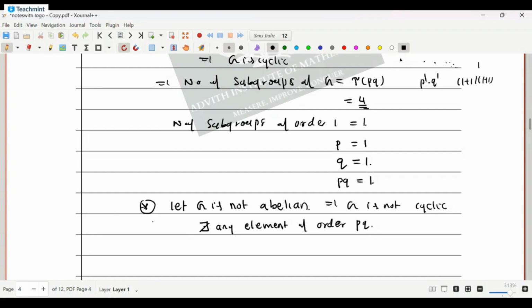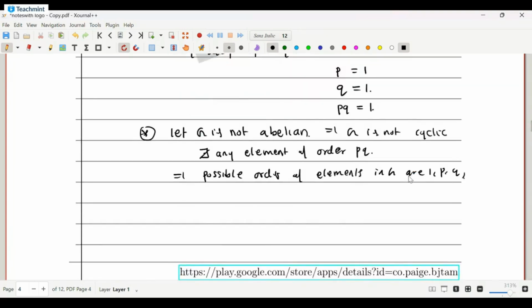So the possible order of elements in G are 1, P, Q. PQ తీసేసిన, group of order PQ exists, element of order PQ exists, right? So now we need to find the number of subgroups of order 1, P and Q, sir. ఎందుకు, ఏదైనా ఒక ఎలిమెంట్ ఆర్డర్ k exist అయింది అనుకోండి, then there exists a subgroup of order k కదా.